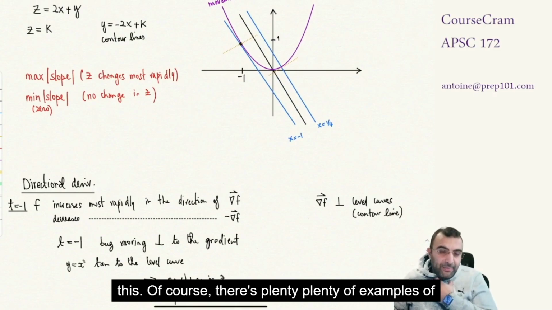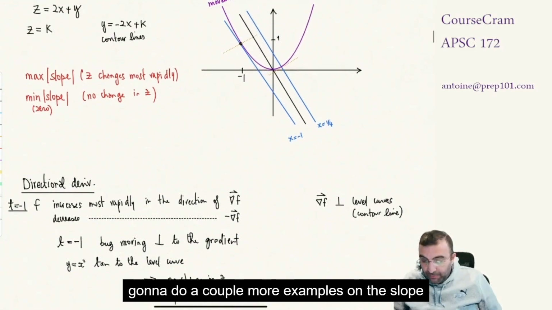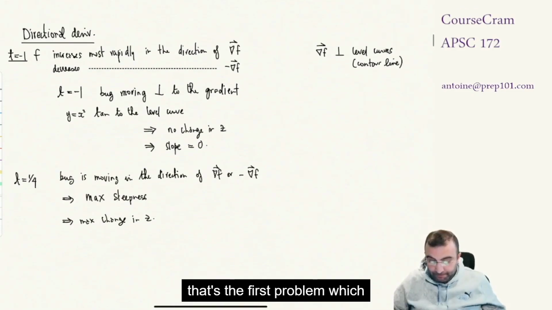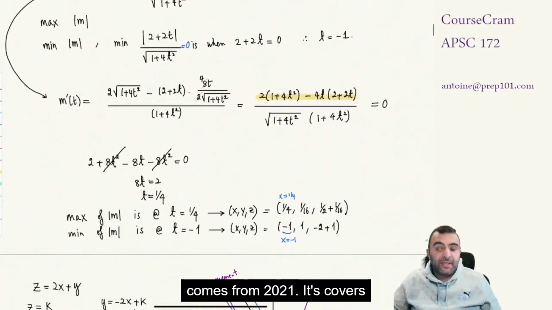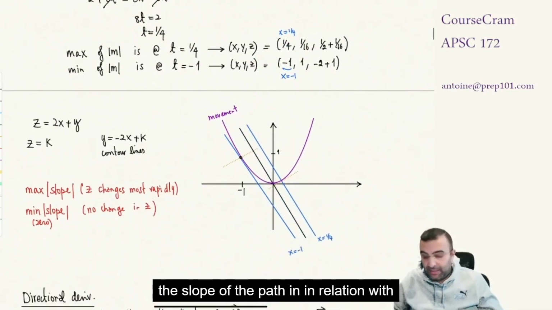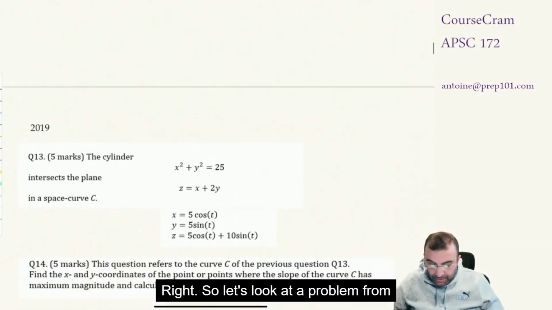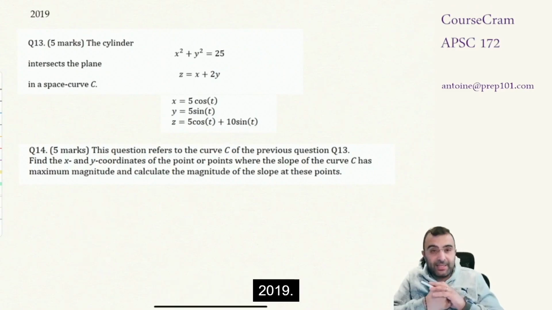Of course, there's plenty of examples of contour maps coming up later, and we're going to do a couple more examples on the slope of the path to make sure this sticks. So that's the first problem, which comes from 2021. It covers the slope of the path in relation with the contour maps. Right, so let's look at a problem from 2019.